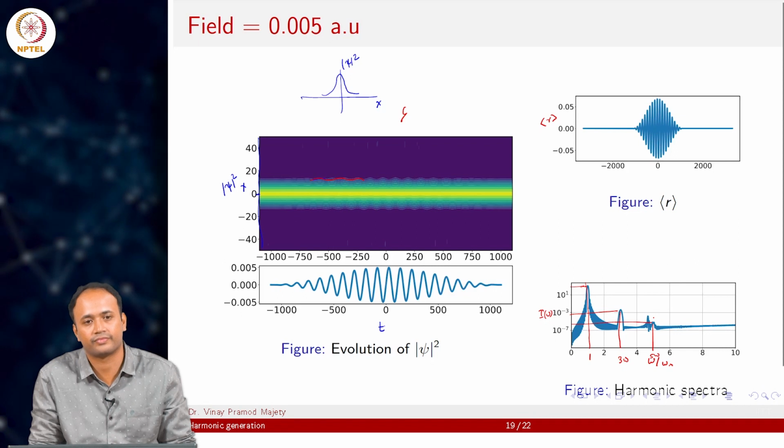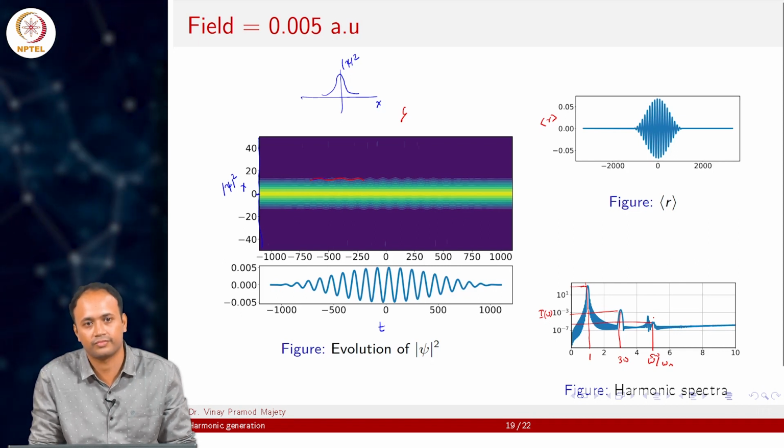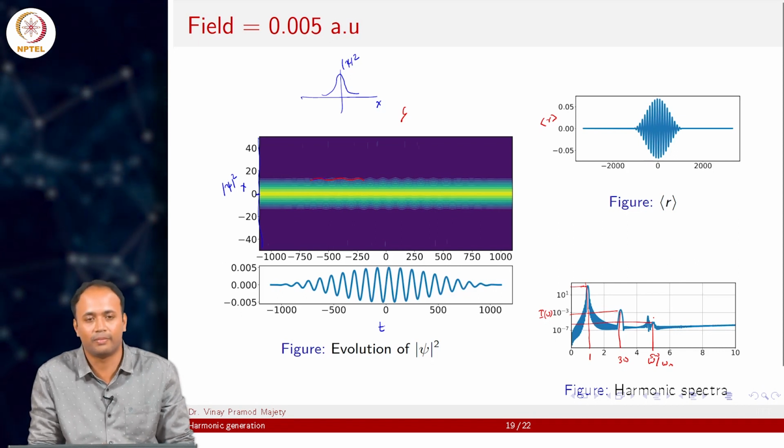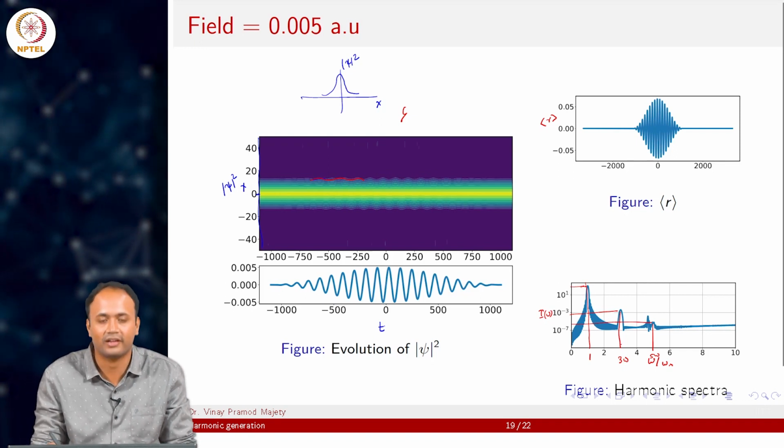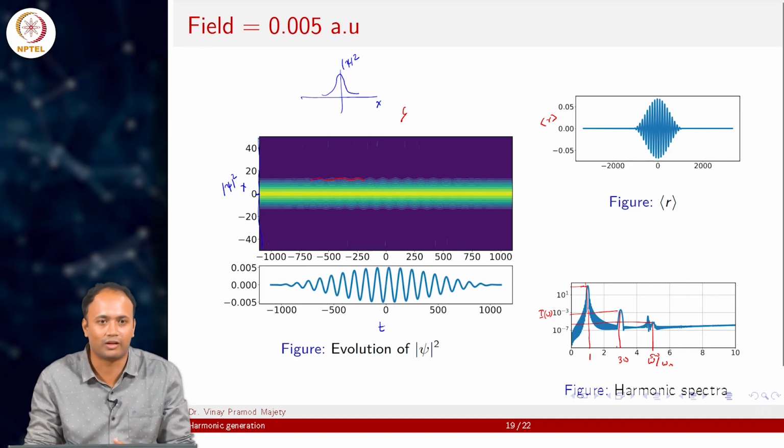Can it be interpreted as 3 photons being absorbed by 1 atom? Yeah, you can interpret it that way. But here it's a third harmonic, so you have 3 photons and then 1 photon coming out.